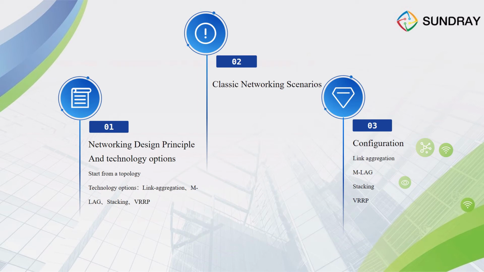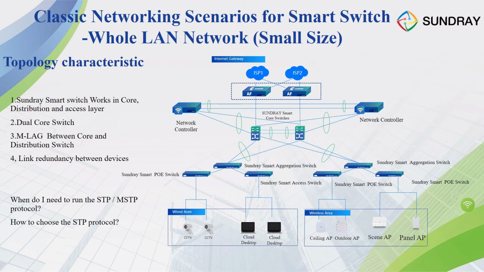Okay, after this technology and principle analysis, let's go to the second part, the network scenarios. For these network scenarios, I think we have five. The first one is this one. We call it the small size. You can see for this network, all the switches are Sundray. In the core part, we can use MLAG and VRRP to have a redundant gateway for this network.